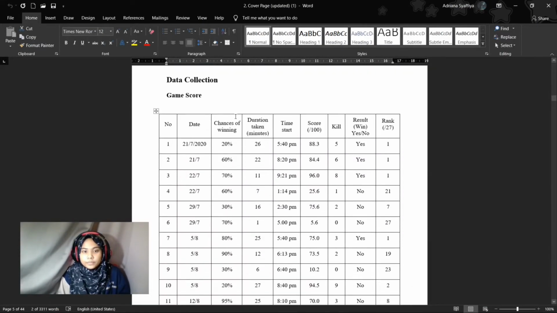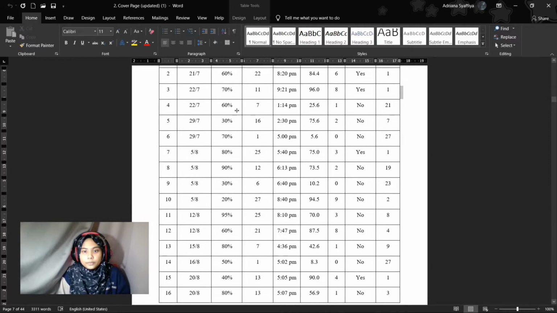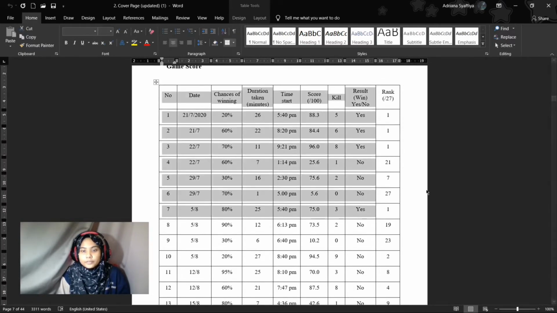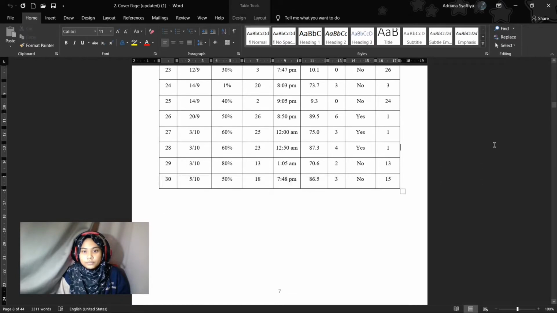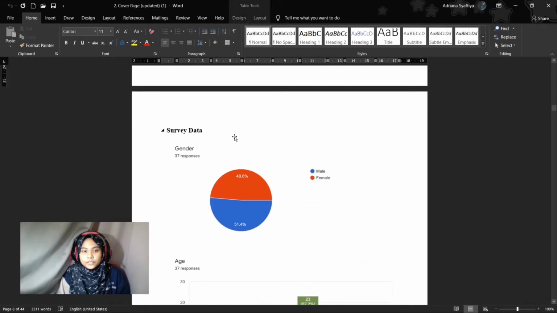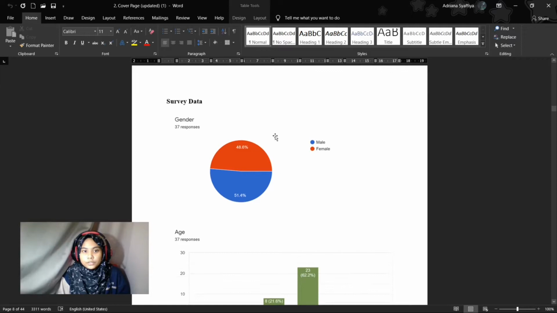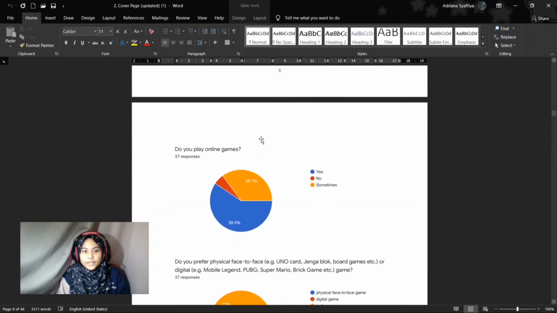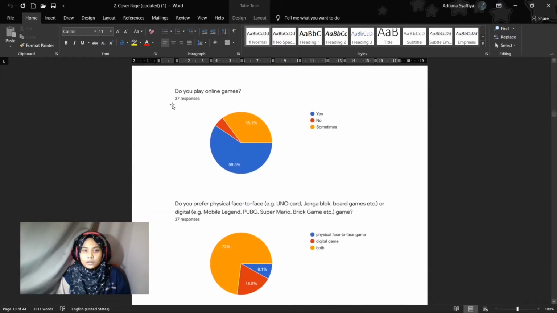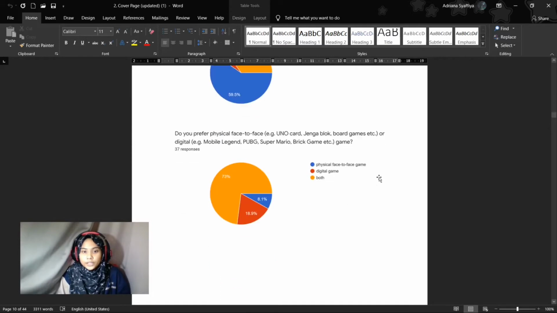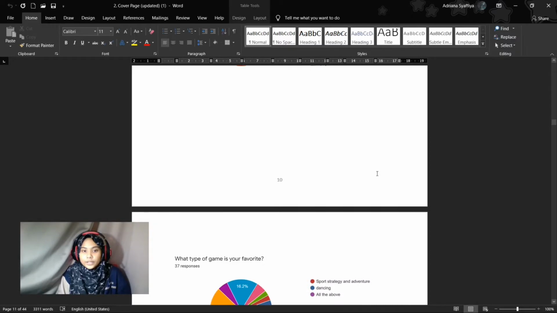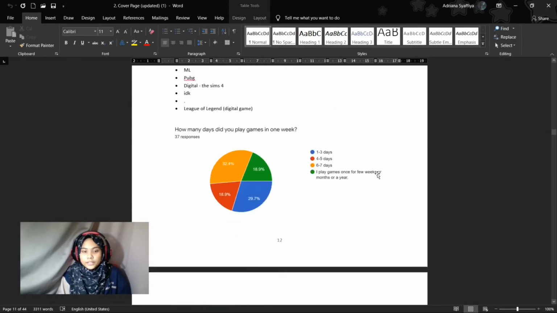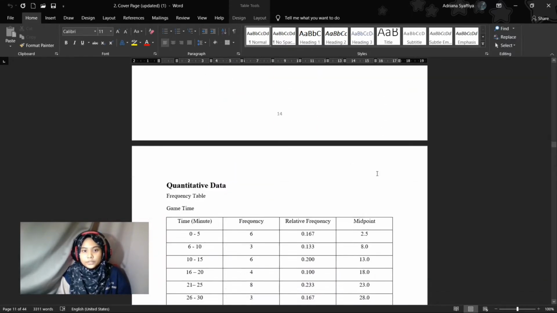And then this is our data that we collected. We played the games when we had the time, and then we collected all 30 data. Okay. Next we have the data from the respondents. We have the gender, age, whether they play online games or face to face, their preferences, and what they like, and all of that. And then I'm going to go here.